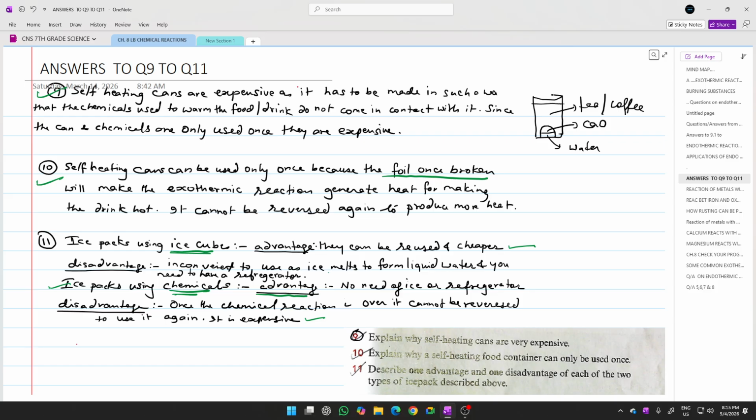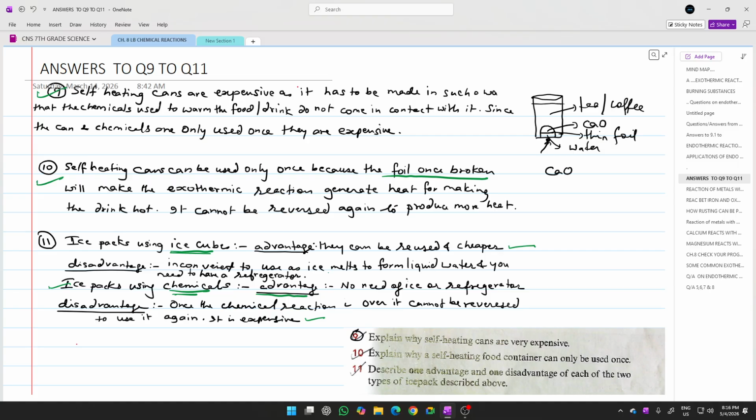Whatever drink you want to have is put in this can. This is known as a self-heating can. Now this calcium oxide and water are separated by a thin foil. There's a small button like thing at the bottom of the can. When you press this button, this thin foil breaks open. When the foil breaks, the calcium oxide and water combine together.